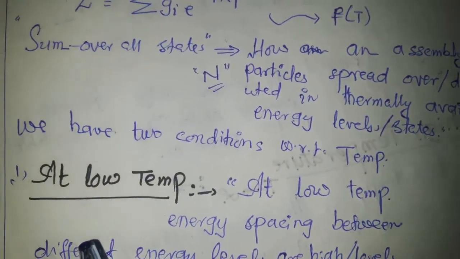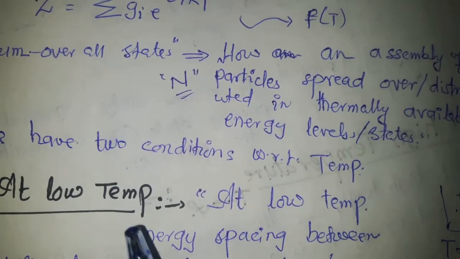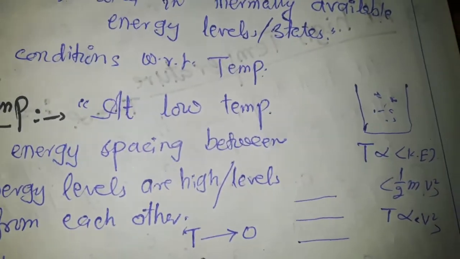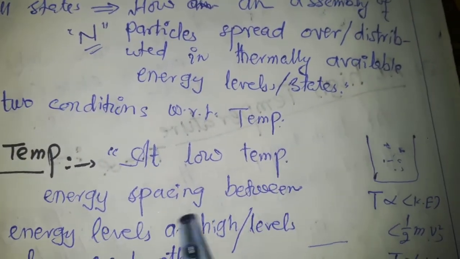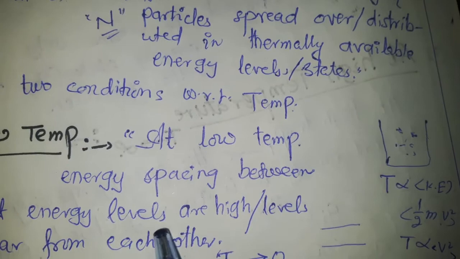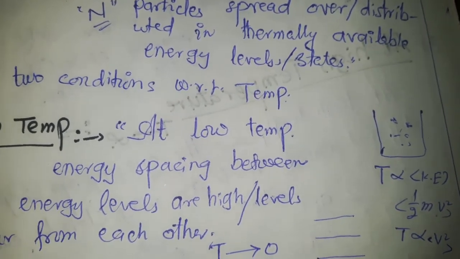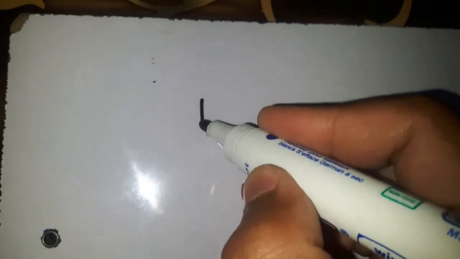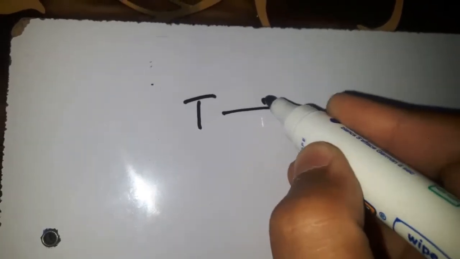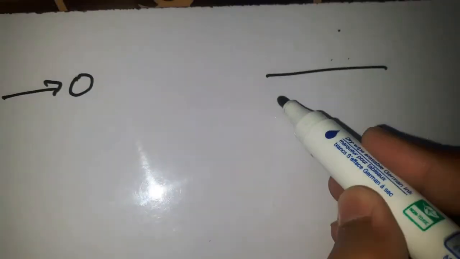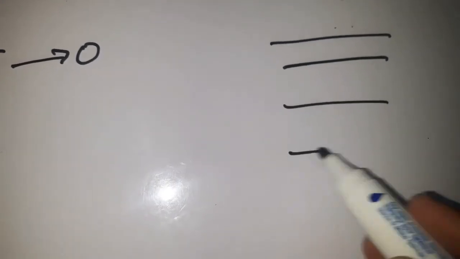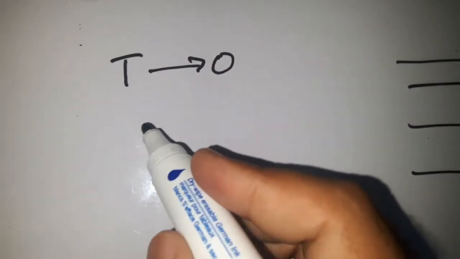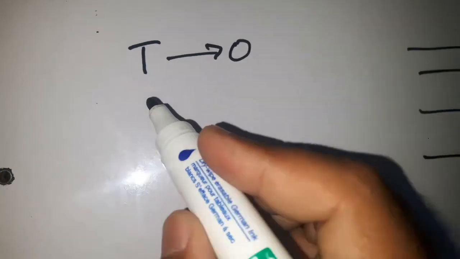Now if we have a very low temperature, that is, the temperature is approaching 0, at this low temperature the energy spacing between different energy levels is very high, or the energy levels are very far from each other. So in this particular case, when T is very low, as T is approaching 0, the spacing between different energy levels is very large.